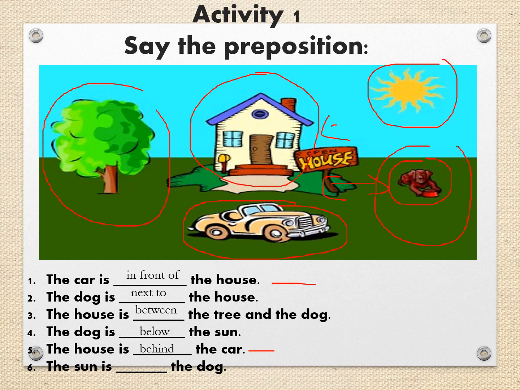That's right. And then the sun is the dog. Now this one is, the dog is below the sun. Now the sun is above the dog. That's correct. That's right. Good job.